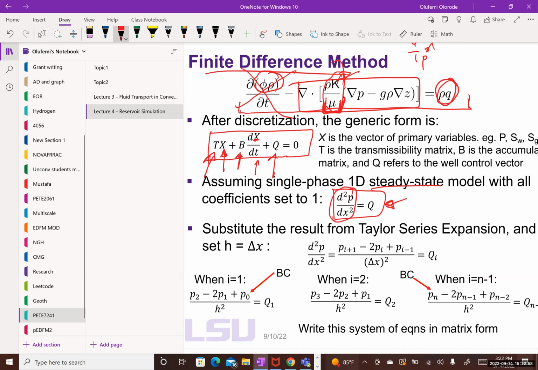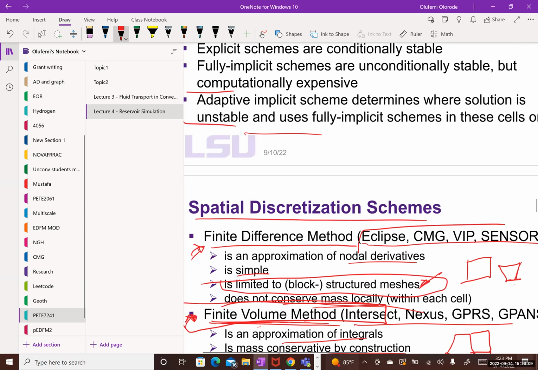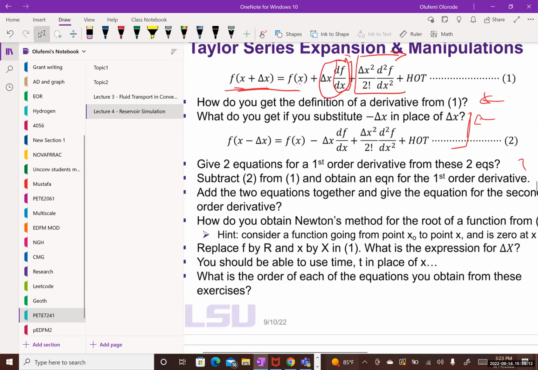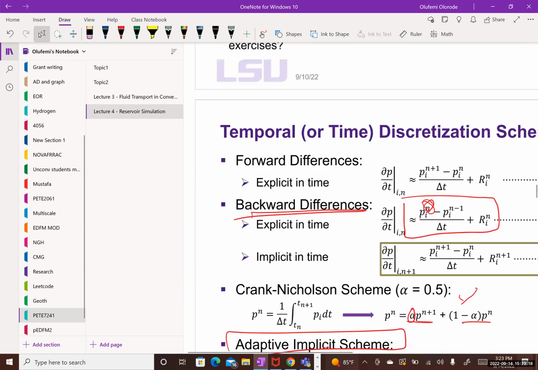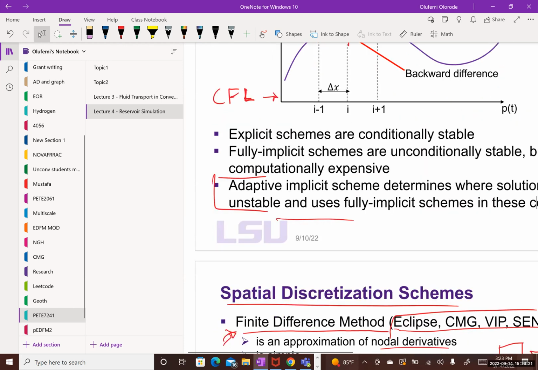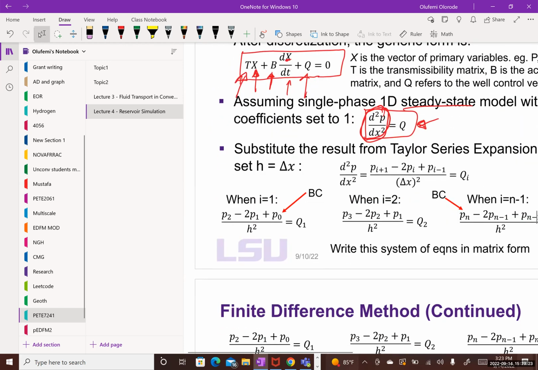So how do you discretize d2P dx squared? If you watched the videos I talked about on the different discretization schemes, or you just follow the steps here that I laid out, you would have figured out, if you follow these steps, you obtain the second order approximation of the central difference scheme. This is what you get straight up from Taylor series. So d2P dx squared is this. And that's equal to qi.